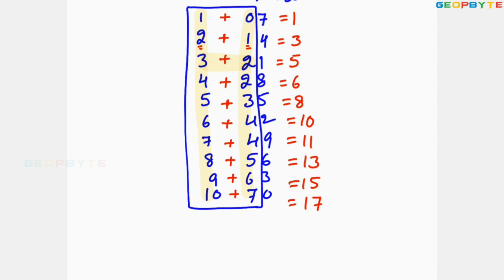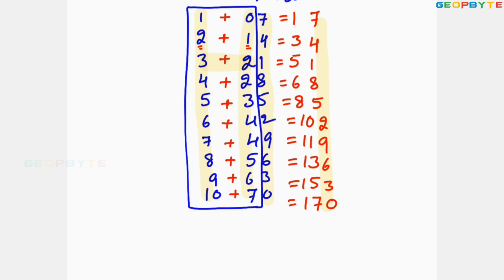After adding the values, then you write the values which are outside the box. Those values are like 7, 4, 1, 8, 5, 2, 9, 6, 3, 0. You got the 17 table. So you try to compare your 17 table with our values. Definitely it is absolutely true. I hope you clearly understood.